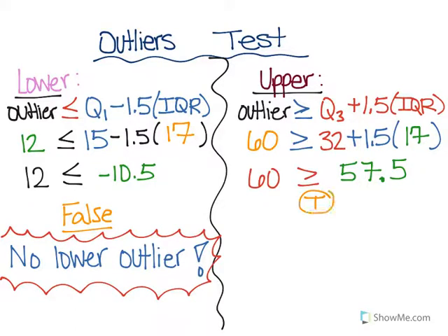This is true. So because this is true, that means that 60 is in fact an outlier. So we are going to do these 3 dots in a triangle formation, which hopefully you remember means therefore, and we're going to say therefore 60 is an outlier.